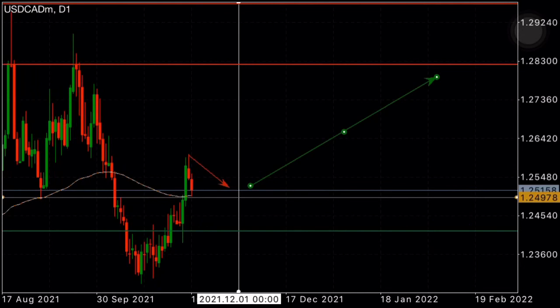So guys, sentimental analysis for the USD card remains bullish. AUDUSD bearish. EURUSD bearish. So guys, see you when you catch that pips. Let's go.